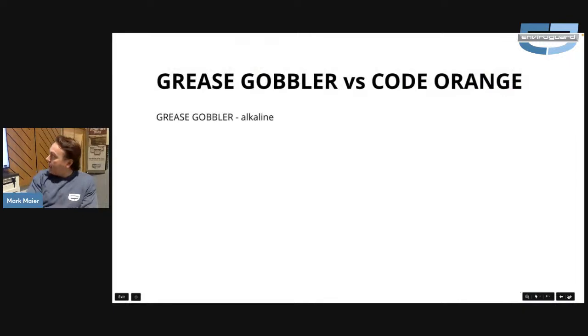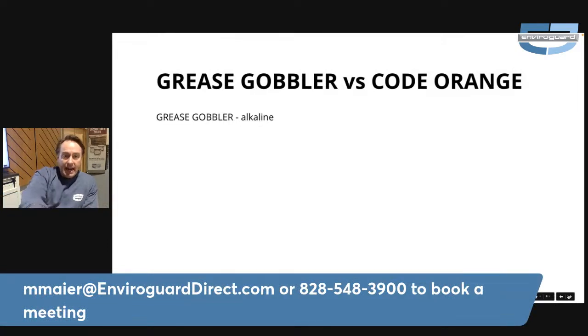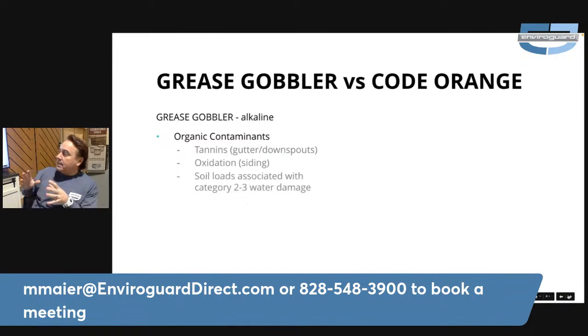Next topic, Grease Gobbler versus Code Orange. What's the difference? Well, the first thing is that Grease Gobbler is alkaline in nature. And I'll compare and contrast some stuff here for you. But the first thing that Grease Gobbler is great for is removing organic contaminants.